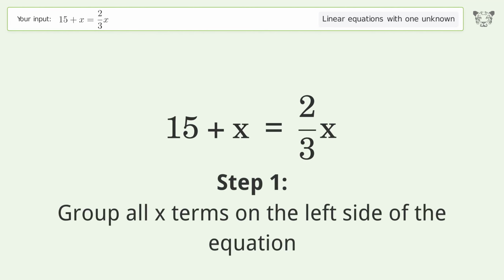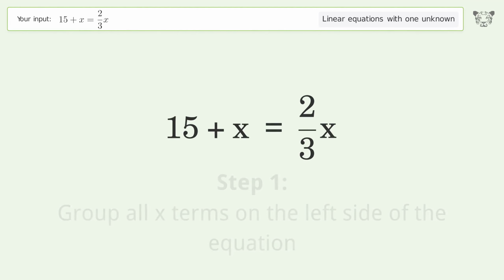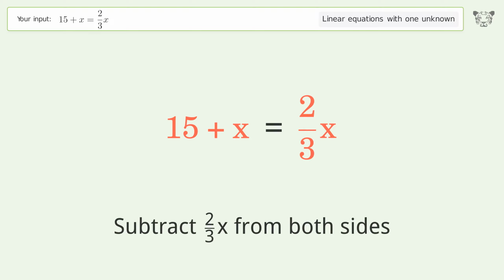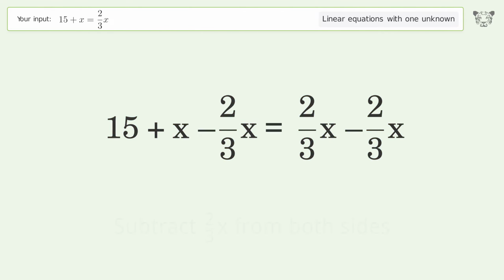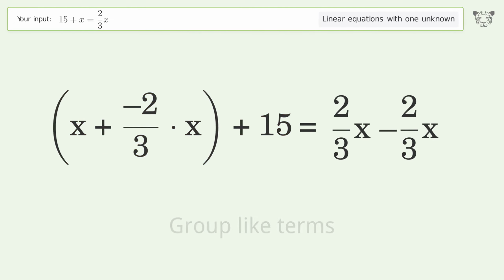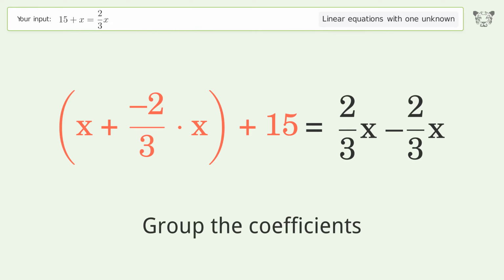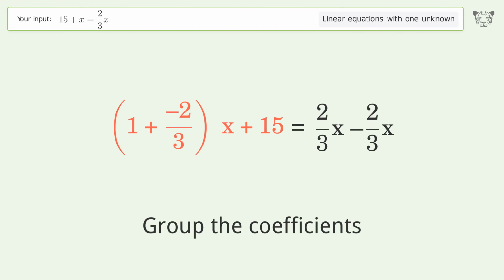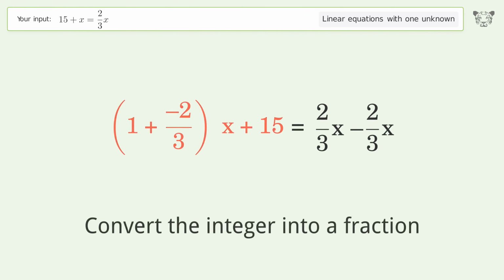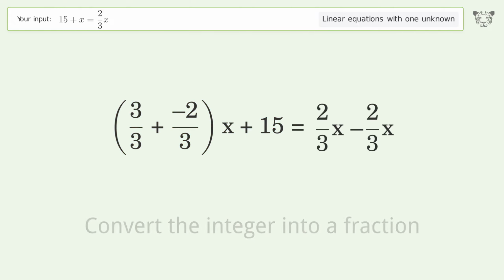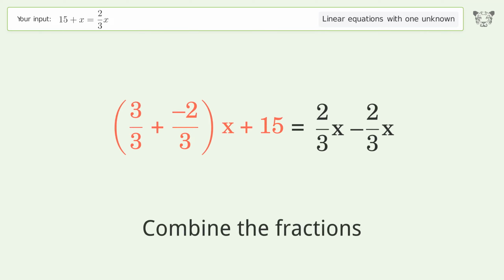Group all x terms on the left side of the equation. Subtract 2/3x from both sides. Group like terms. Group the coefficients. Convert the integer into a fraction. Combine the fractions.